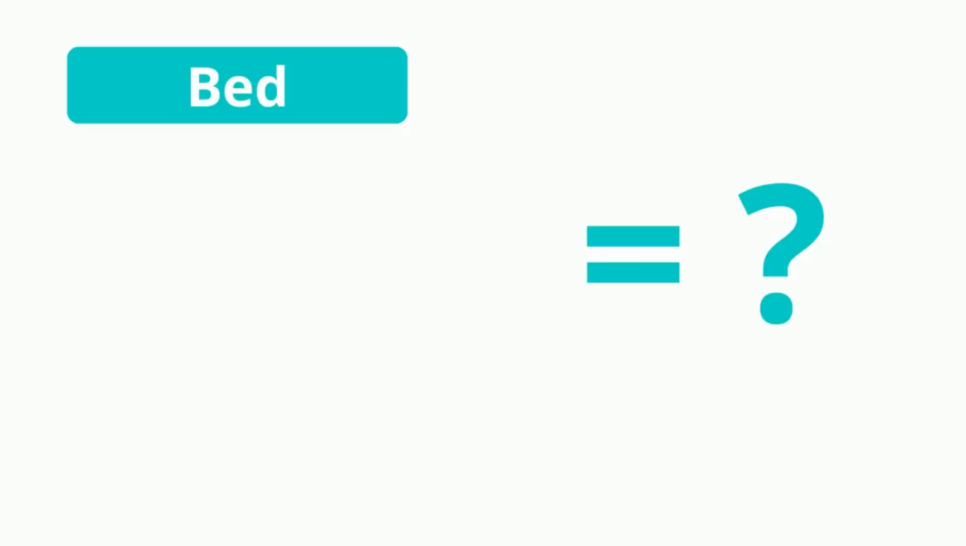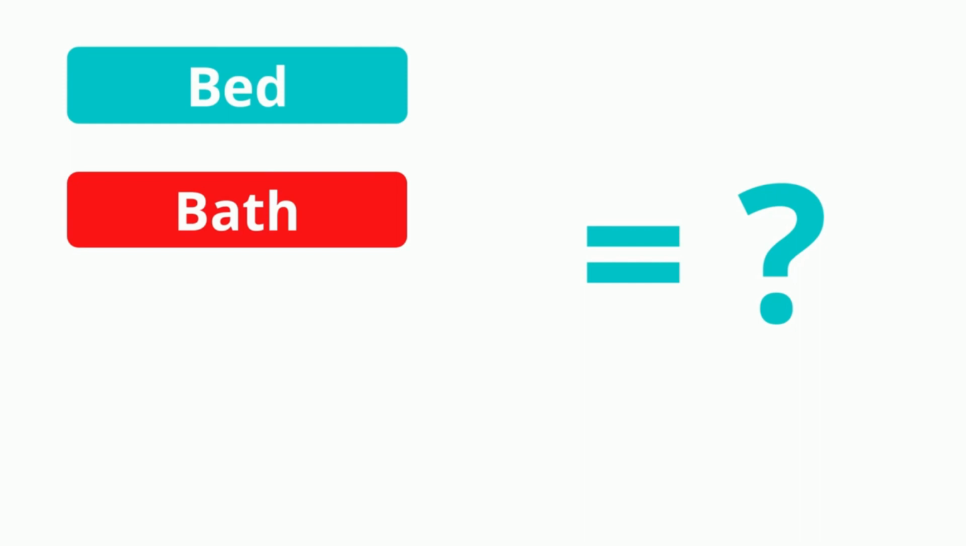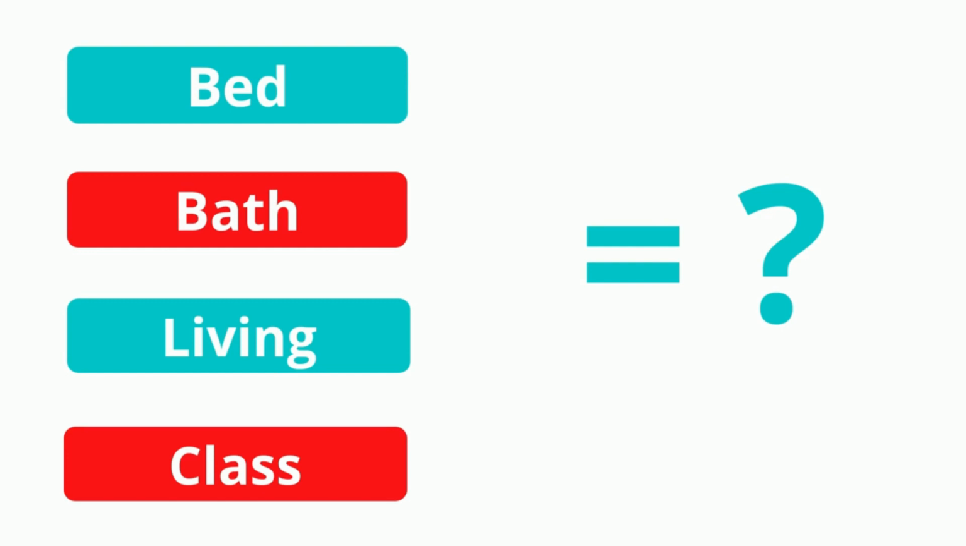What's the missing word? Find a group of compound words or collocations which share a common word. Bedroom, bathroom, living room, classroom, showroom. Give the students one of the words or collocation parts, such as bed, and have them guess the missing part. Add to the list by writing bath, living, class, until they successfully guess the word.